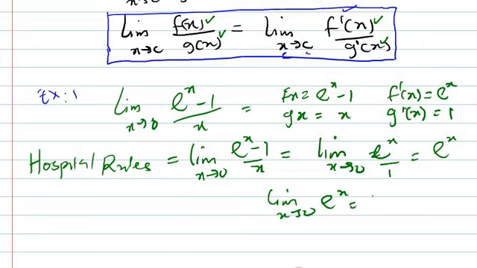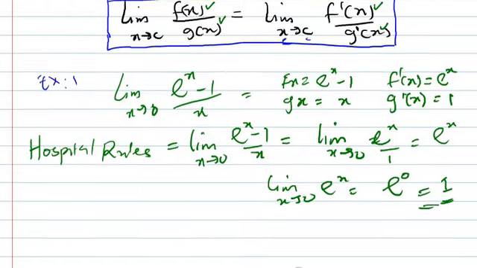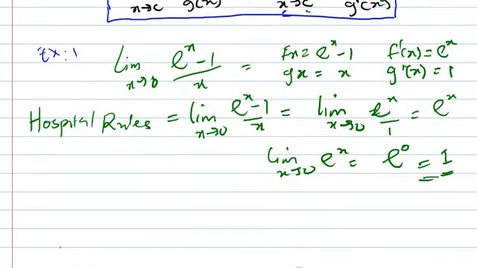We can say the limit as x goes to 0 of e to the x. Substituting x equal to 0, we get e to the 0, and e to the 0 is just 1. So the answer for this question is 1. So we are going to take question number 2, which is the next question.